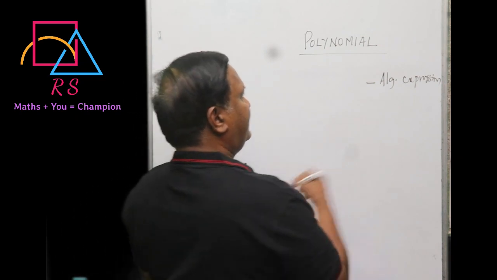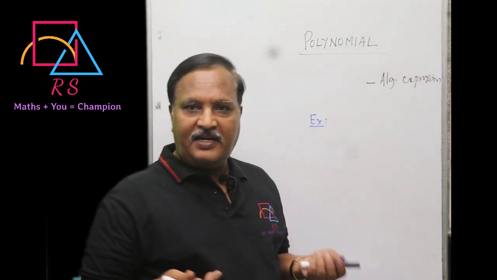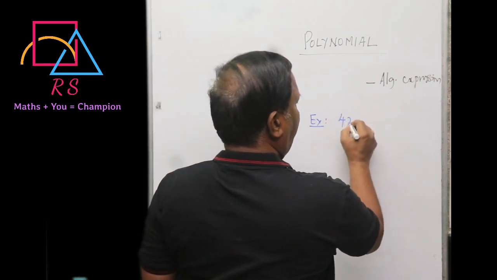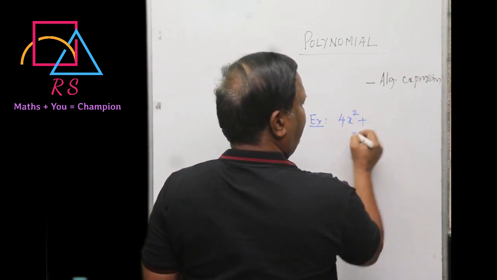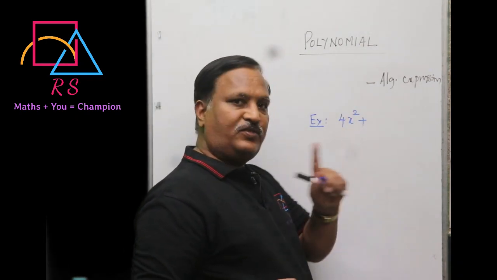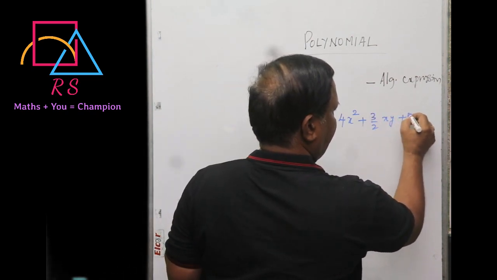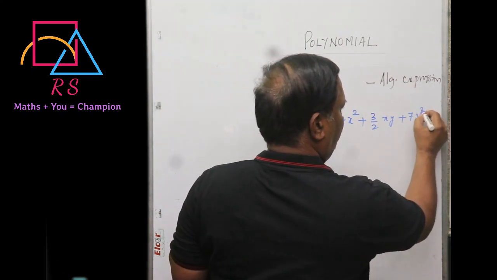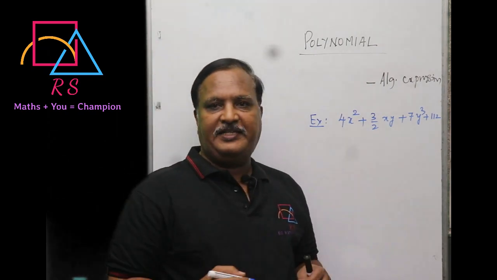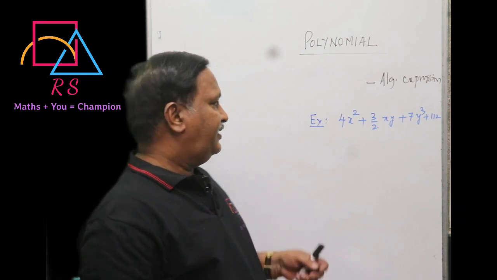Okay, let me give some algebraic expressions. Algebraic expressions contain terms and variables. So let me write 4x square. 4 is the coefficient of x square. 4x square is one term. Then 3 upon 2 xy plus 7 y cube plus 112. So this is an algebraic expression. It contains terms, variables and coefficients.